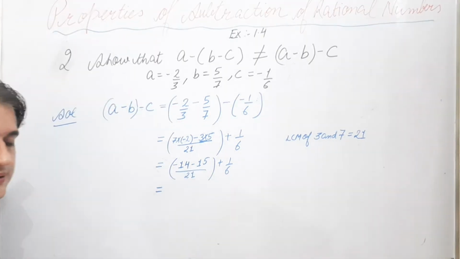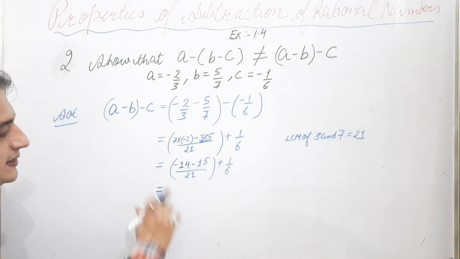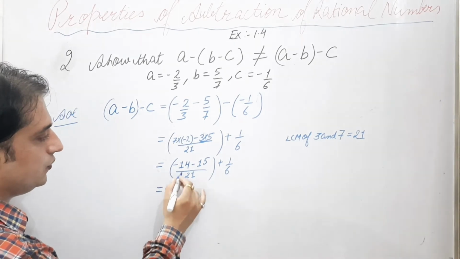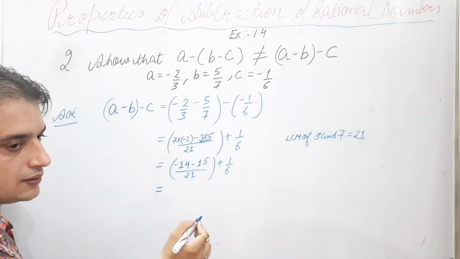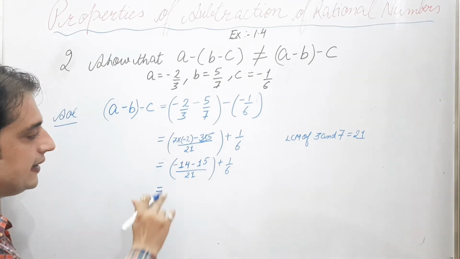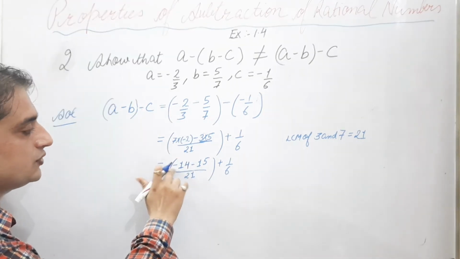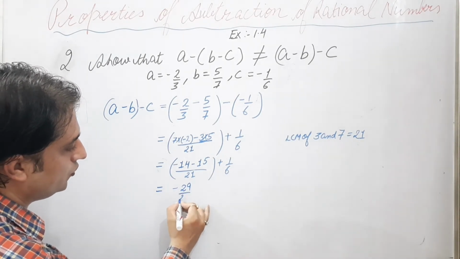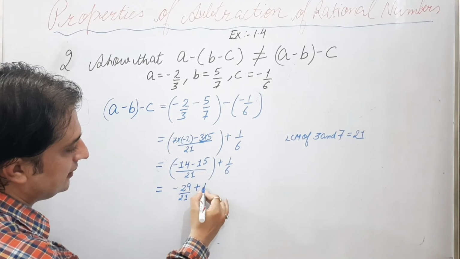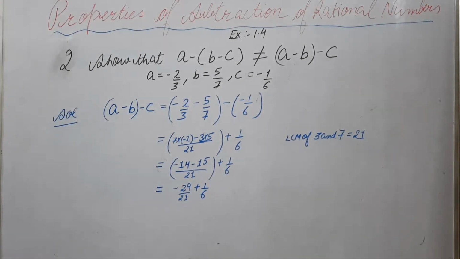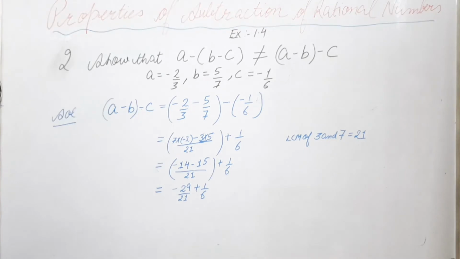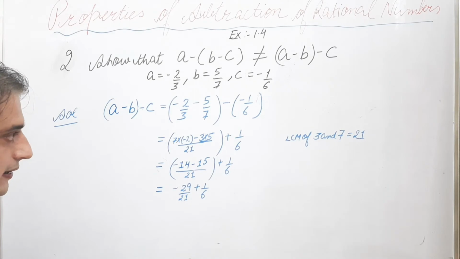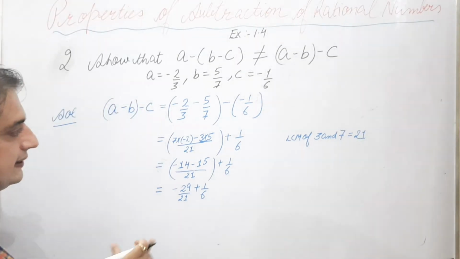So here again the two numbers are negative but not multiplied together, just add them and place a sign negative. So minus 14 plus 15, minus 29, and the same sign because the two numbers are of same sign. So it will become minus 29 upon 21 plus the last rational number as it is. Right. Again the three rational numbers are reduced to two rational numbers. Repeat the same steps. Firstly take the LCM. Again take LCM of 21 and 6.